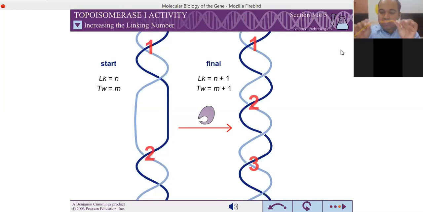Now, supposing this DNA is present. Okay. This DNA is tightly coiled over itself. As this DNA is coiled over itself, okay, this is the double helical model of the DNA molecule that is present.